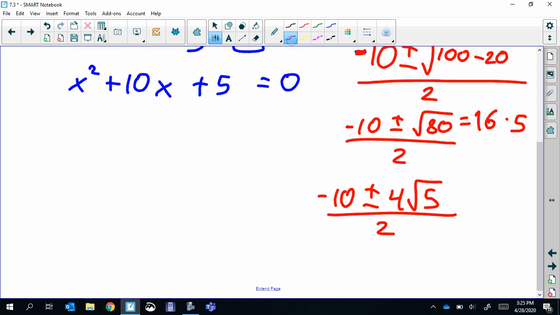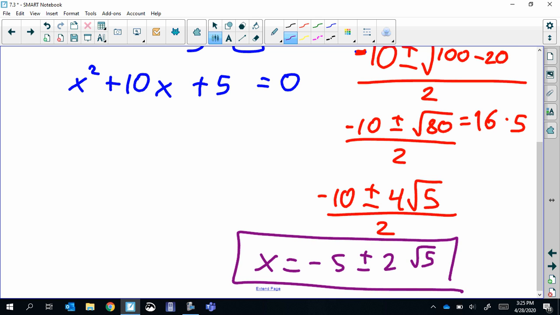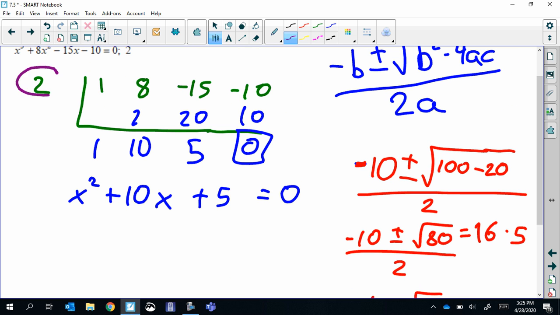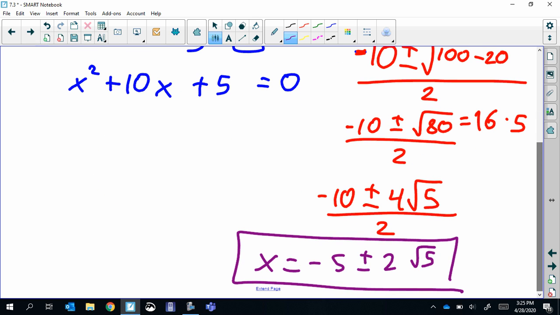And then now you can just reduce this fraction. So since all 3 numbers, we ignore the square root number, but the other ones can all be divided by 2, we can do that. So that'd be -5 plus or minus 2 square root of 5, and then 2 divided by 2, no more denominator. So there's 2 of our answers, and x equals 2 was the other one.